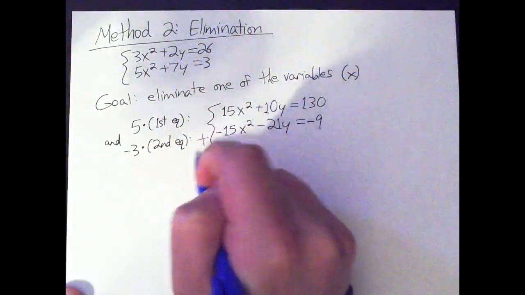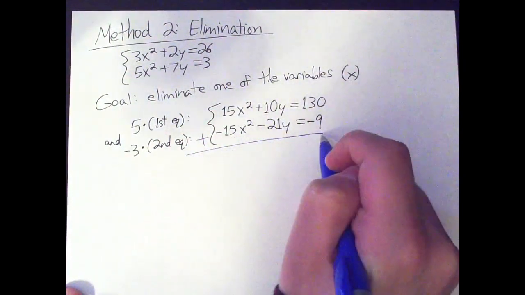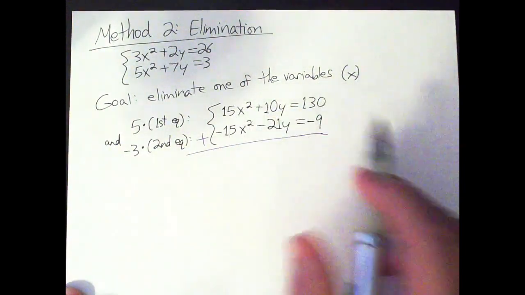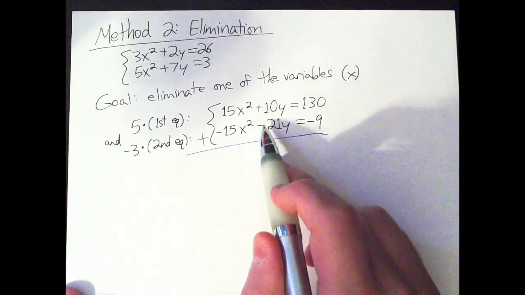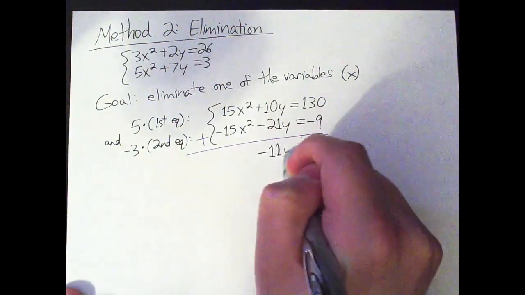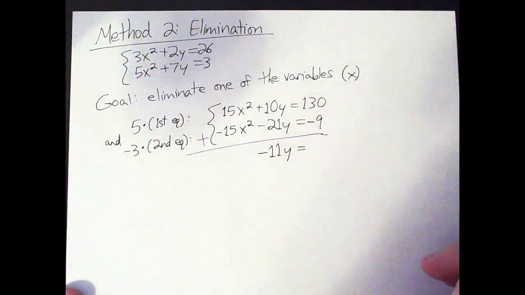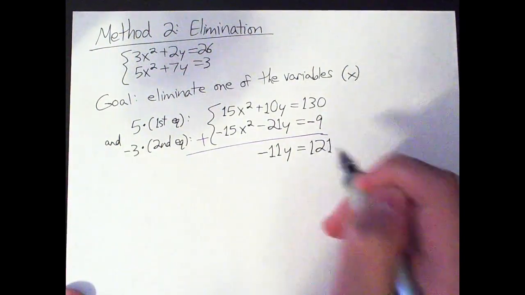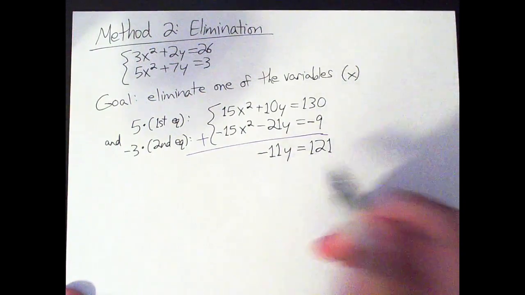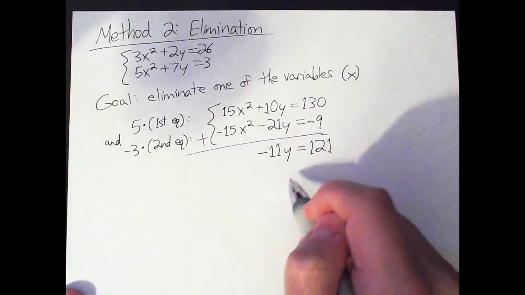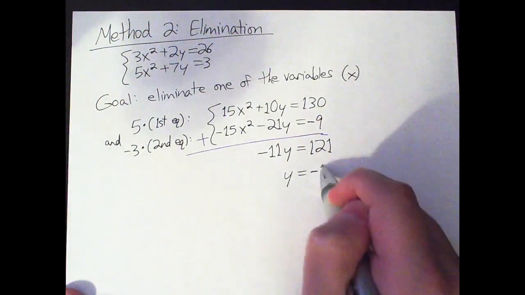So now we add them, right? Add these equations together. And what do we get? The 15x squareds cancel out. 10y plus -21y is -11y. 130 minus 9 is 121. -11y equals 121. So y is -11.